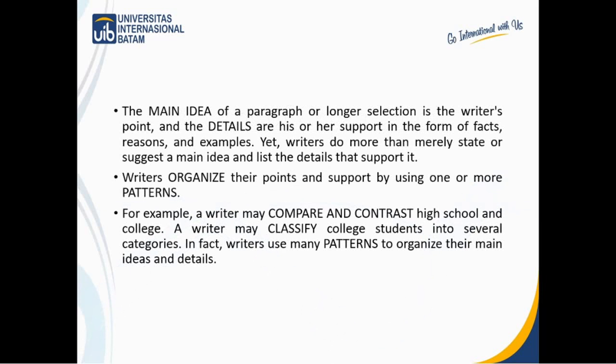The main idea of a paragraph or longer selection is the writer's point, and the details are his or her support in the form of facts, reasons, and examples. Yet, writers do more than merely state or suggest a main idea and list the details that support it. Writers organize their point and support by using one or more patterns.